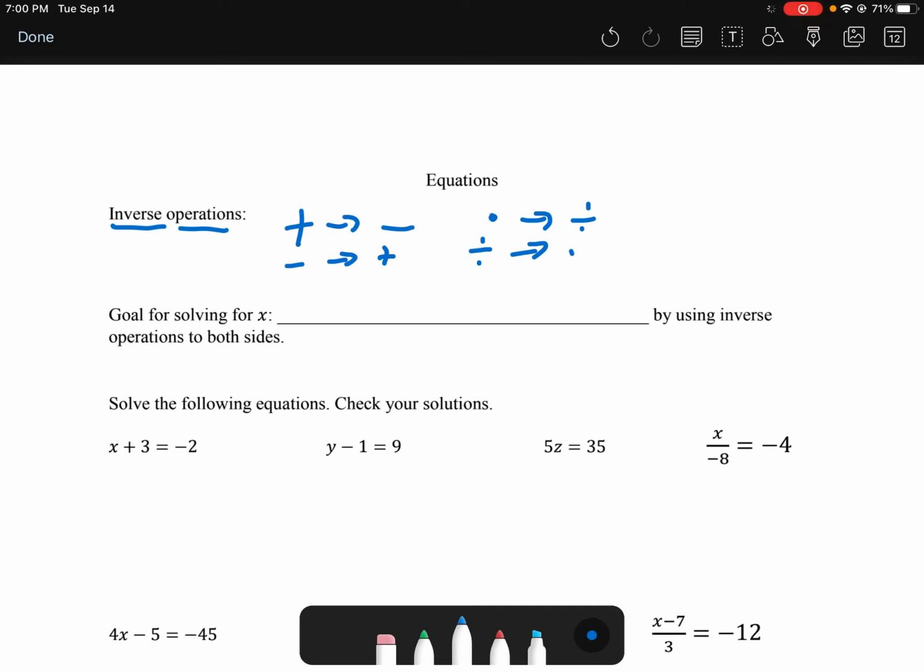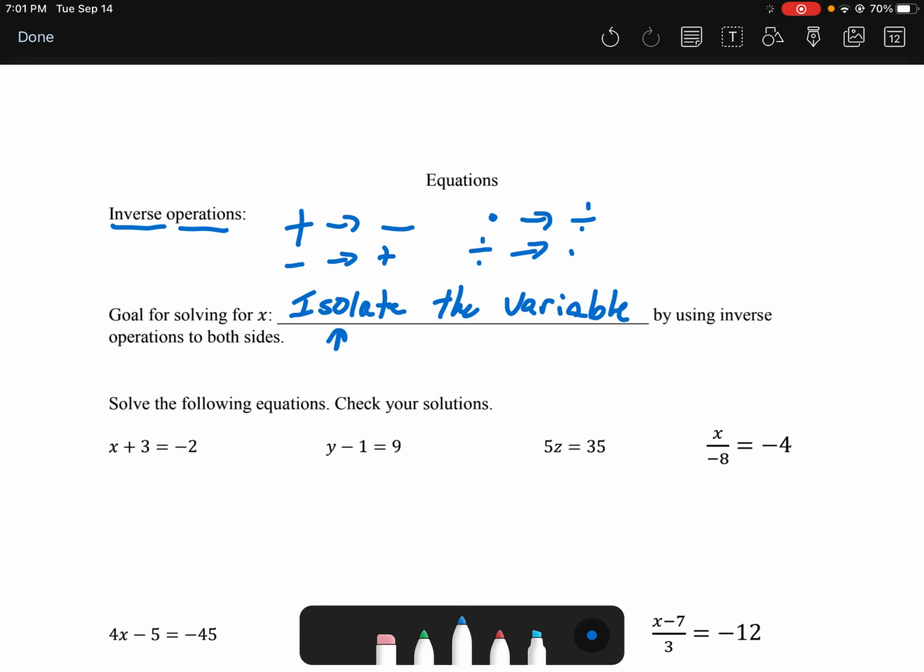So our goal for solving for x is to isolate the variable by using inverse operations on both sides. Now, isolate means to get it alone. Variable, as we learned in our last chapter, is an unknown value represented by a letter, not a number. So we're trying to get our letters alone.